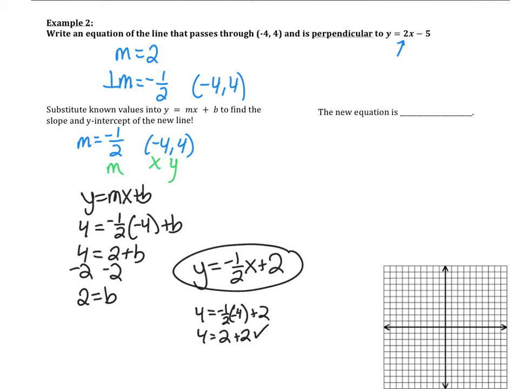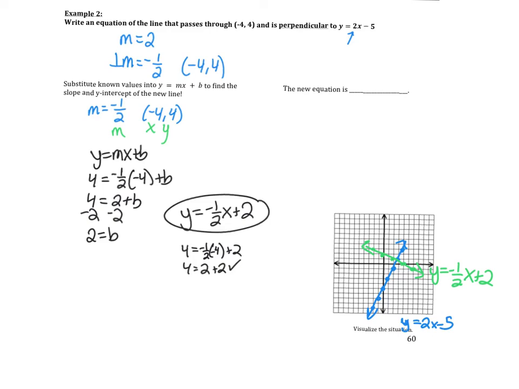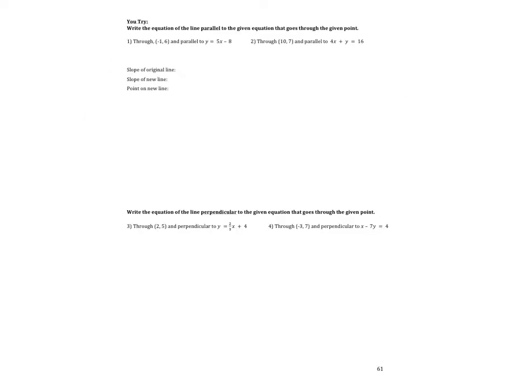And I double check that my slope is the opposite sign reciprocal from my original slope, which it is. If I wanted to, I could graph both of these lines and I would see that they were perpendicular. I graphed the two lines on the graph to the right to confirm that they do in fact form a right angle. Pause the video and try number 2 on the you try problems. Then press play and see if you got the same answer as me.